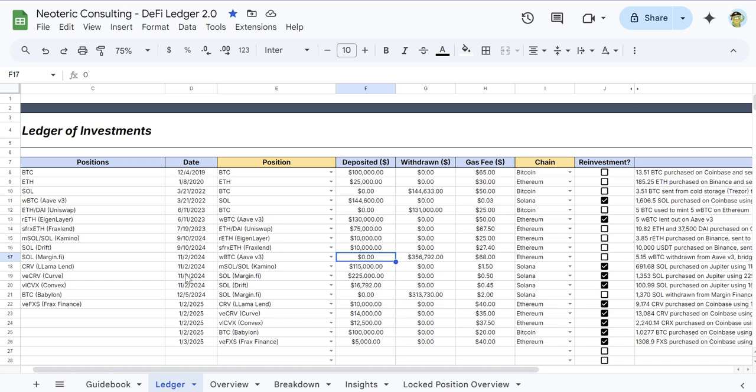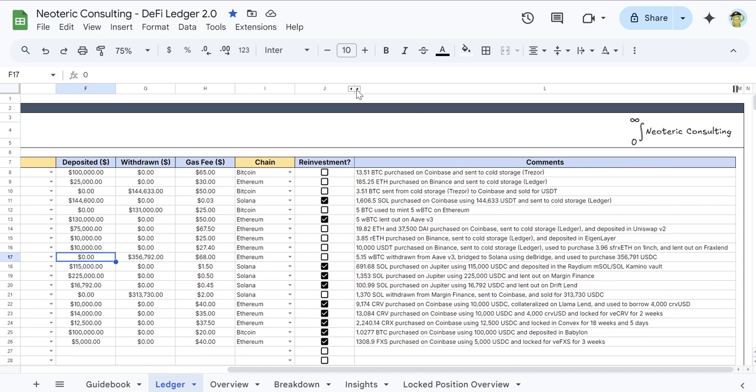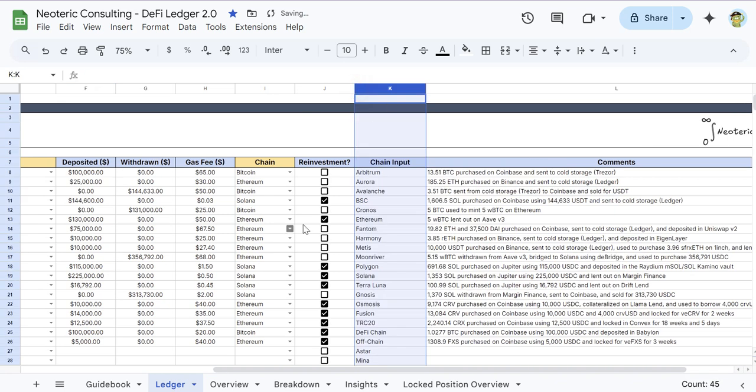So that's how you operate the ledger tab. Again, there is one hidden column here, as explained in the guidebook. This is for the chain input.